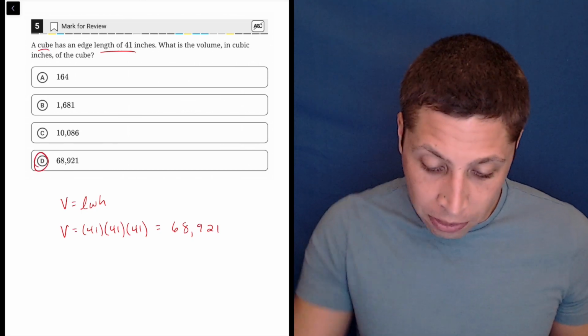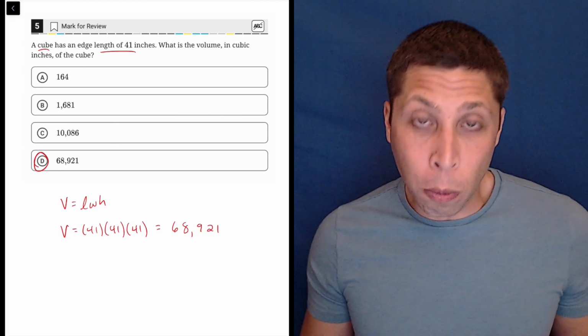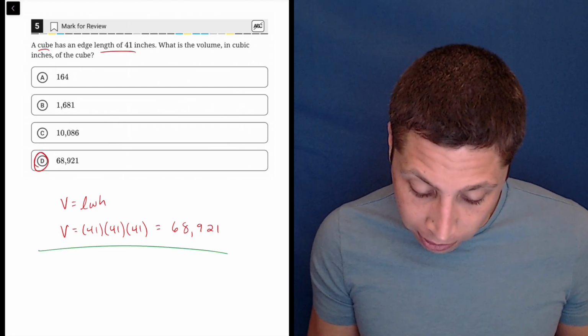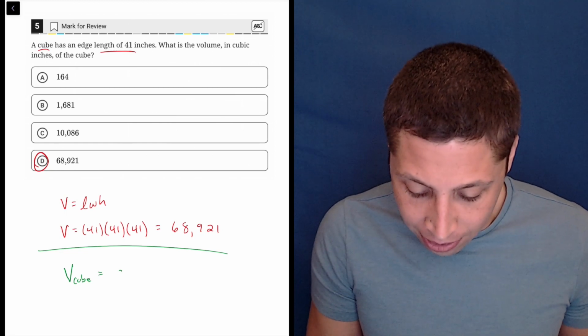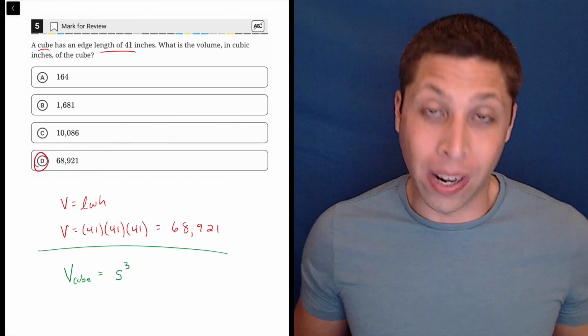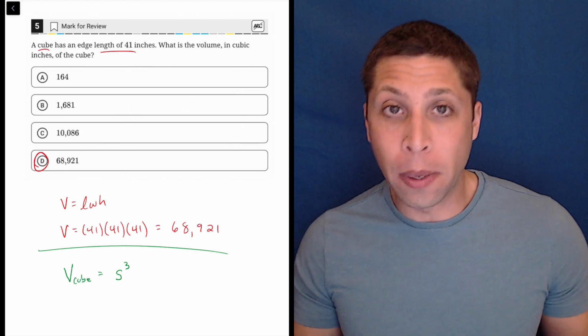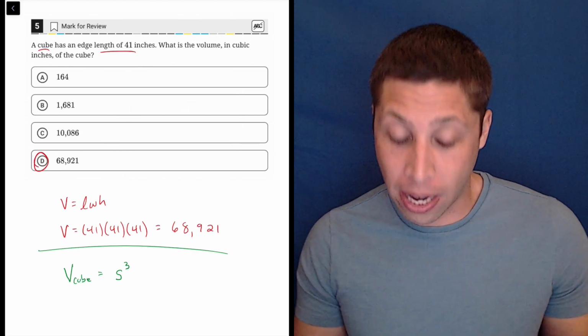If you want to get more specific about it, a cube, remember, has some of its own formulas. We can think of the volume of a cube as s cubed, right? The side length cubed, because they're all the same. So that's length times width times height would get there.